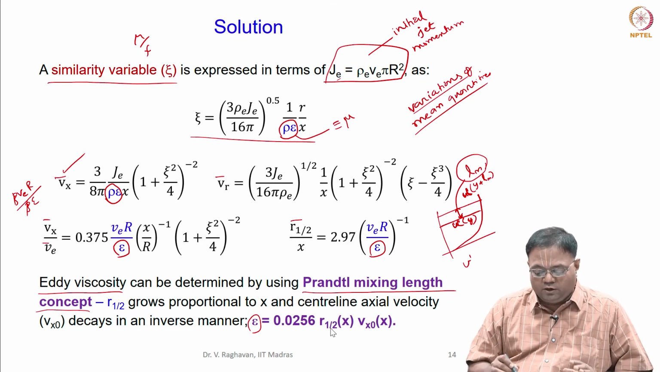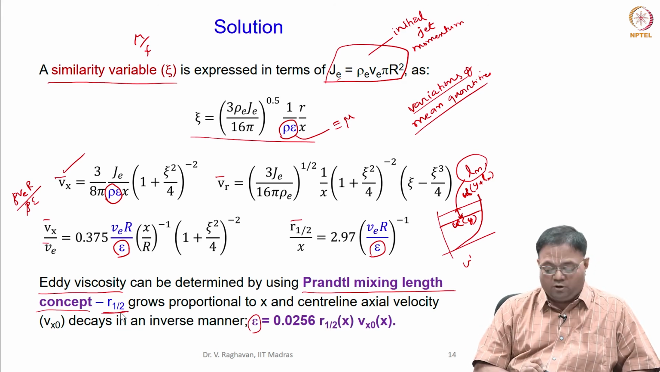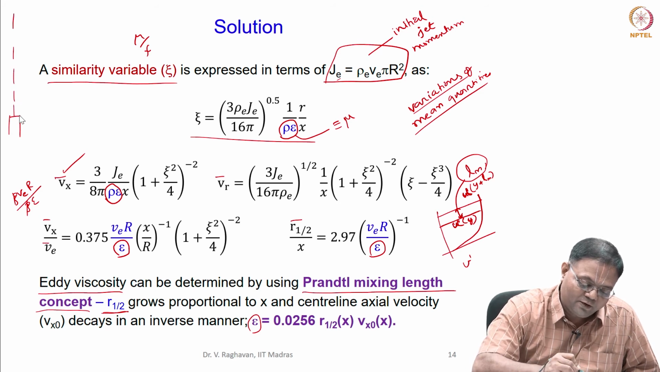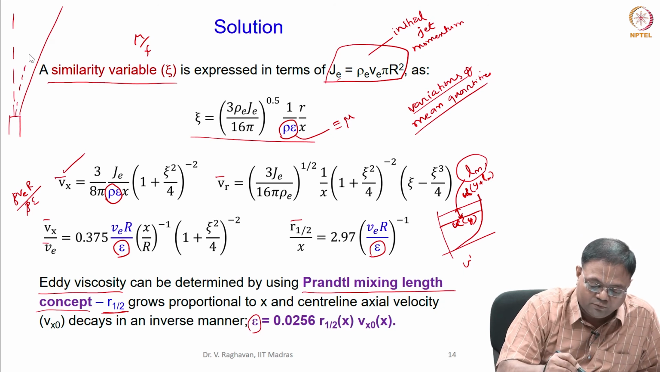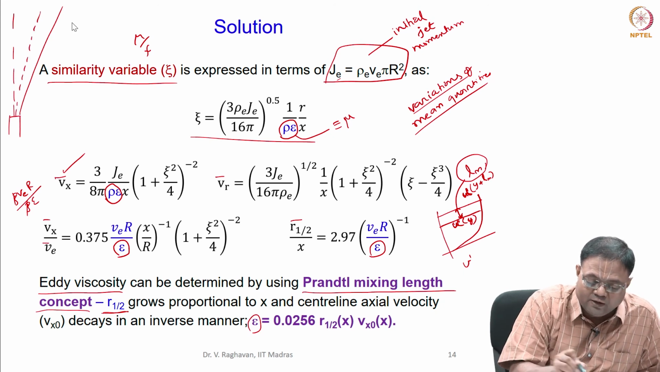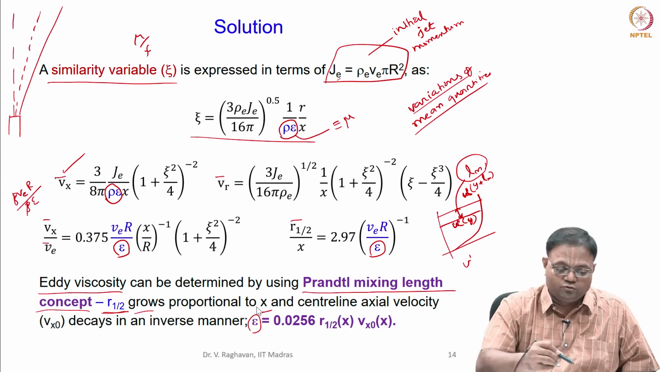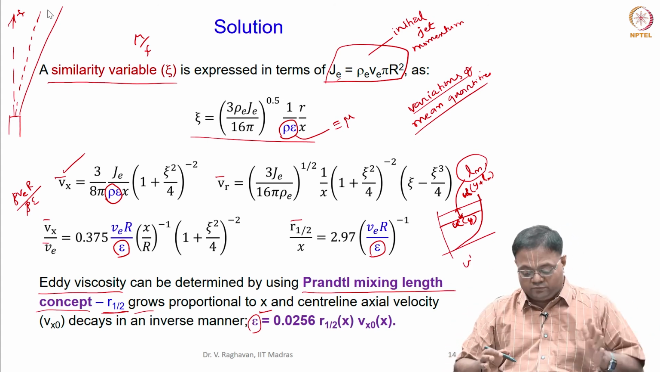For this particular context, the jet spread, we can say that R half, the jet half width, grows proportional to x. We have seen this, correct. So, this is the jet exit, and this is the jet axis, and the jet spreads like this. R half increases, grows proportional to the x direction. So, this is the x direction.